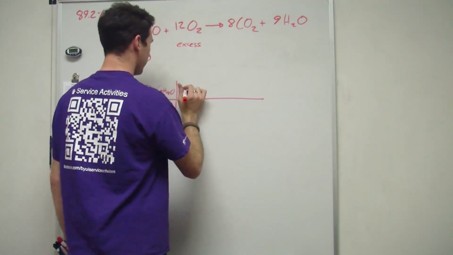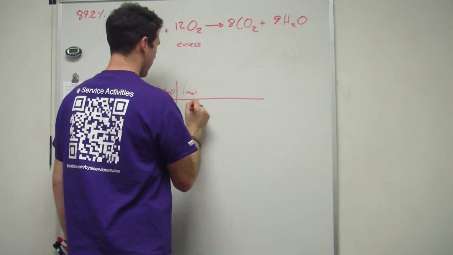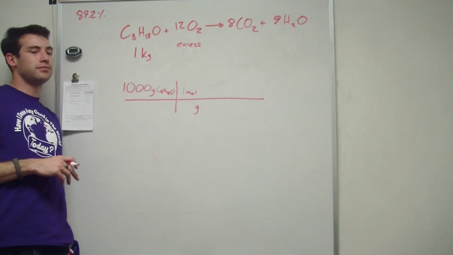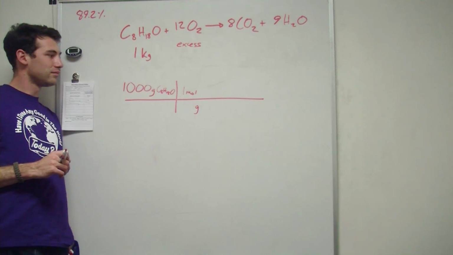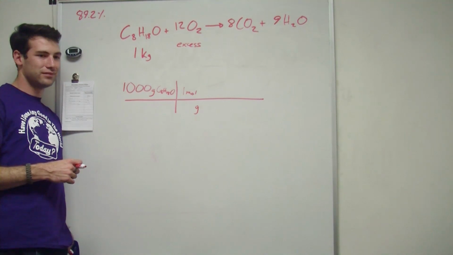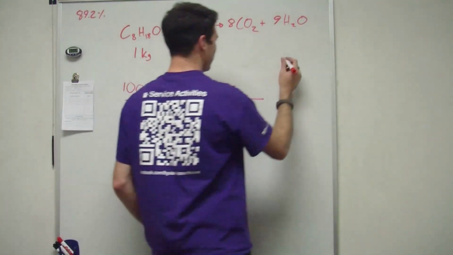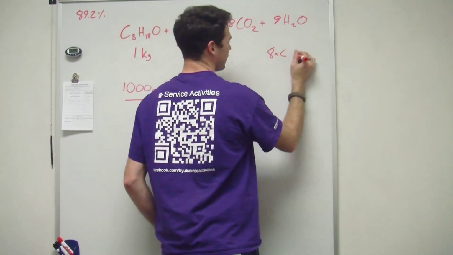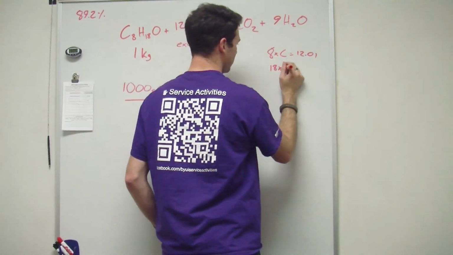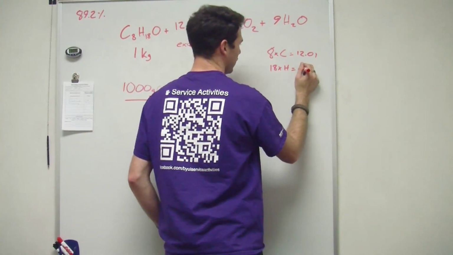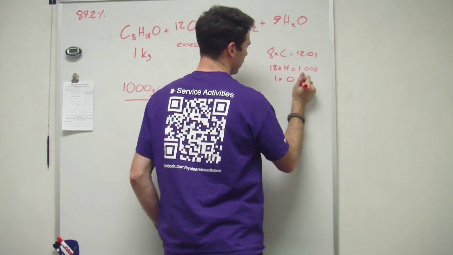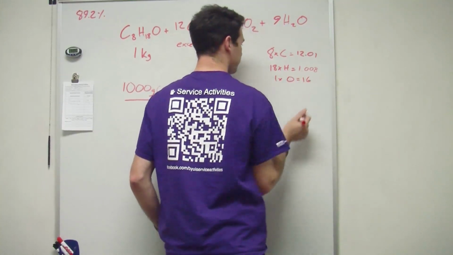So we want to convert this to moles, so we want moles on top, and we'll put grams on the bottom. How many grams per mole do we have of C8H18O? What's the molar mass of C8H18O? We have to add that all up, right? Yep. So you're going to do 8 times C, 12.011. And then we're going to do 18 times H, which is 1.008. And then we're going to do 1 times O, which is 16.